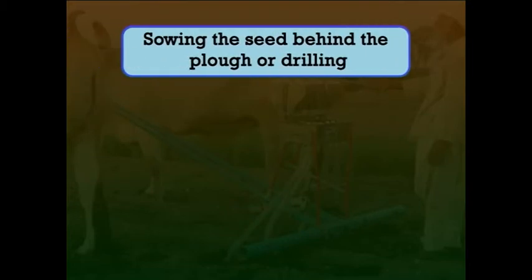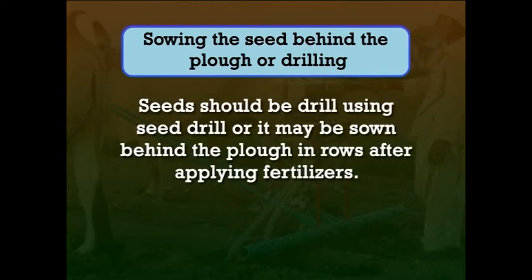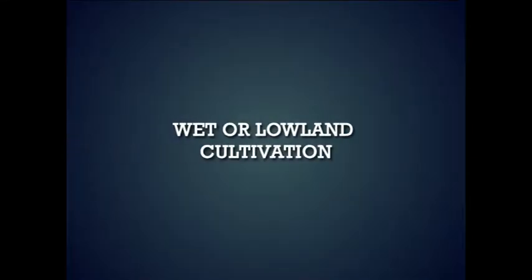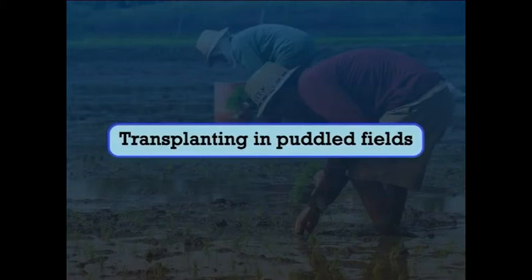The second one is sowing the seeds behind the plow or drilling. Seeds should be drilled using a seed drill, or it may be sown behind the plow in rows after applying fertilizers. Next, we will discuss wet or lowland cultivation of rice. First, we will discuss transplanting in puddled fields.